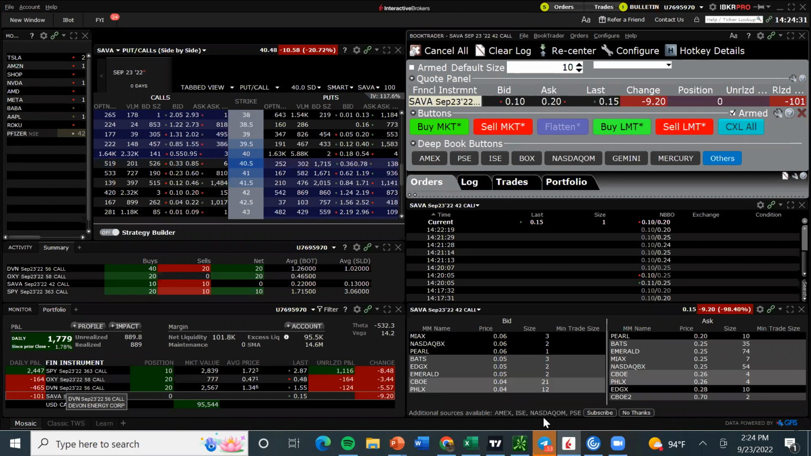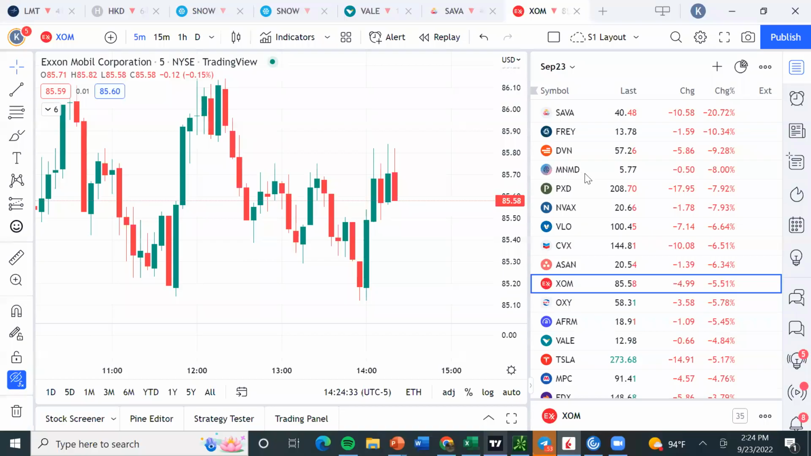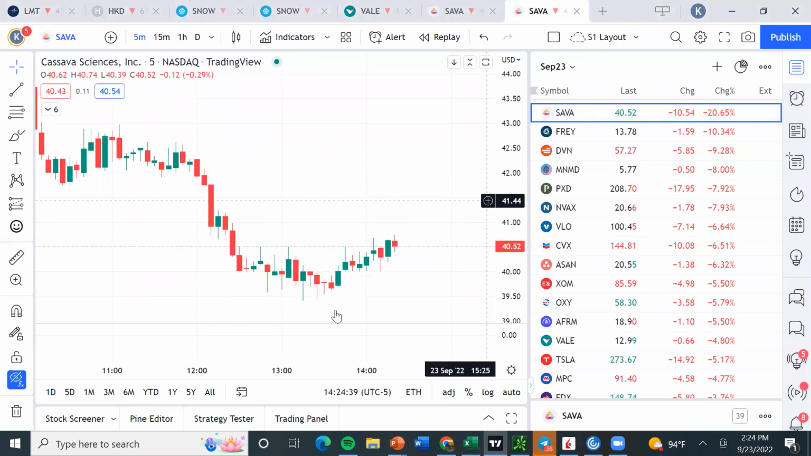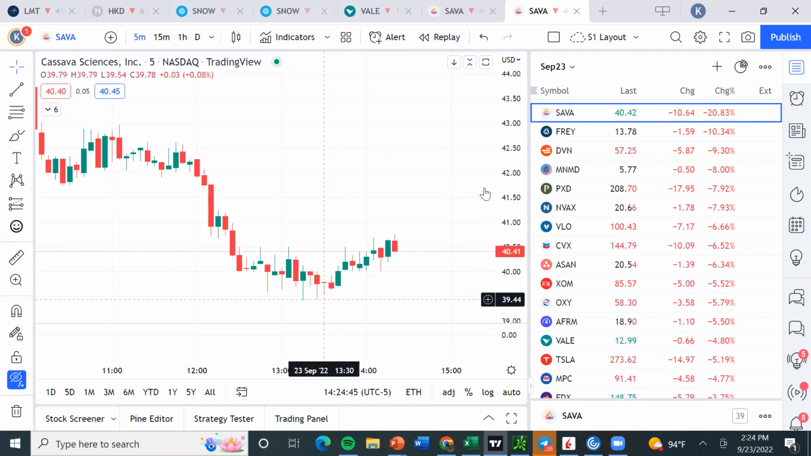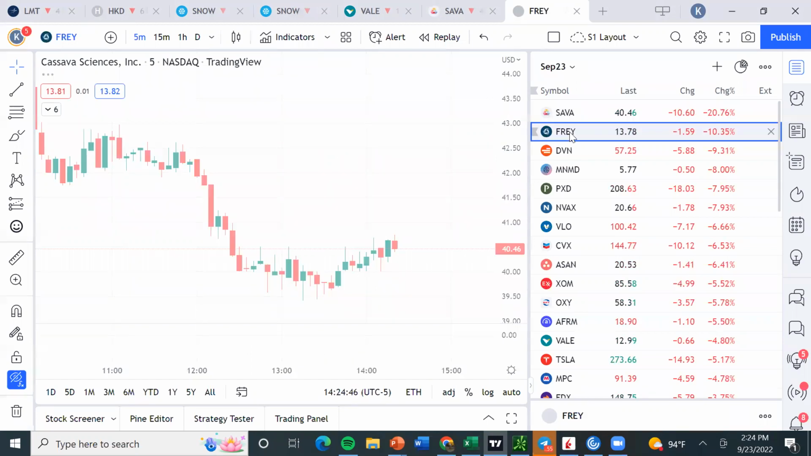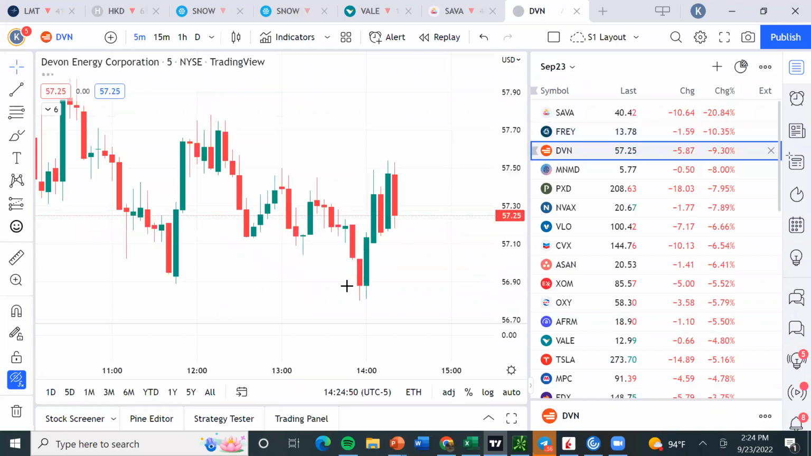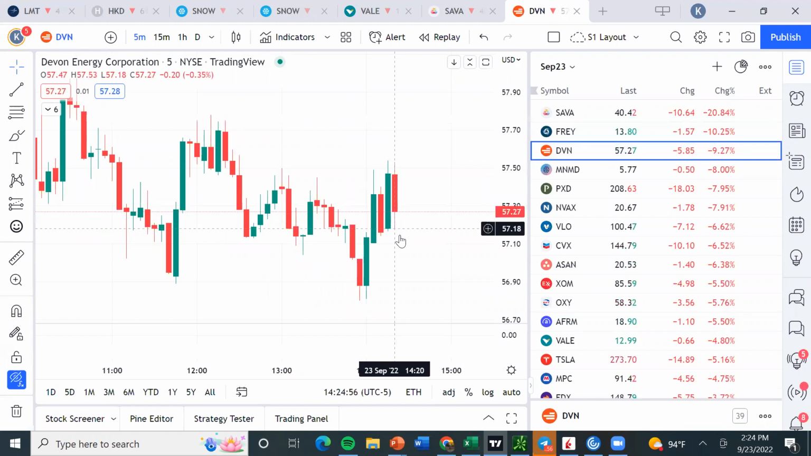Sava started moving, and if we had taken the 40 call, it would have given good profits. By mistake, I took a 42 call. Otherwise, Sava is also moving good. FREY is also moving good. DVN moved up and then there is a resistance, so it came back a little. But as long as SPY goes up, most of these stocks will follow.